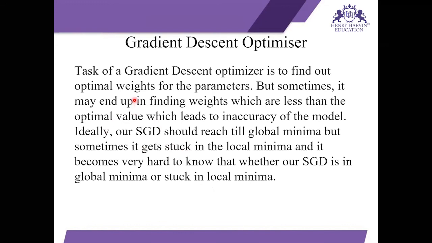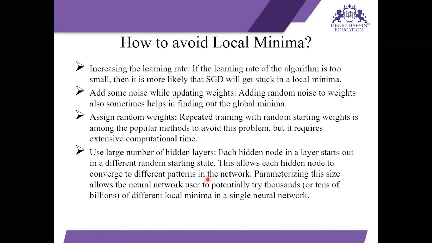So, the task of a gradient descent optimizer is to find the optimal weights for the parameters, but sometimes it may end up finding weights which are less than the optimal value, which leads to inaccuracy of the model. Ideally, our SGD should reach the global minima, but sometimes it gets stuck in a local minima, and it becomes very hard to know whether our SGD is in the global minima or stuck in a local minima. So how can we avoid this local minima?